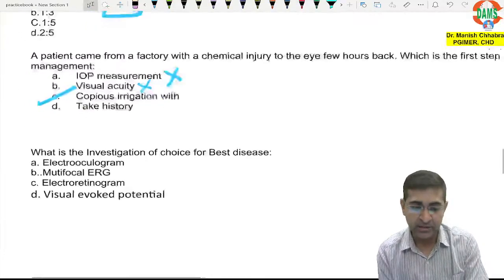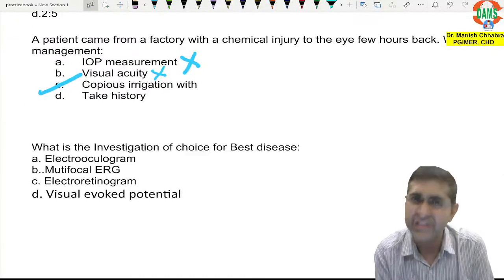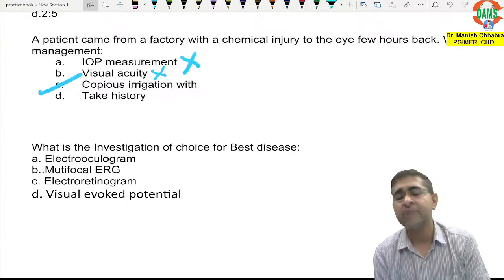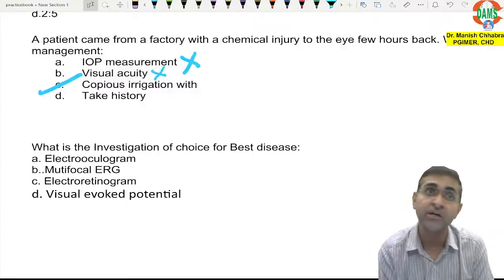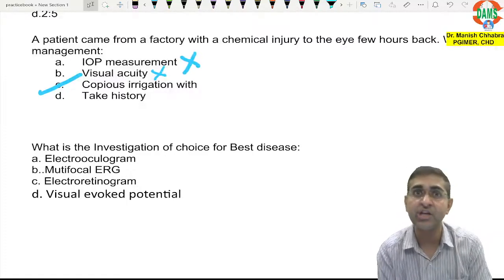Okay, and after irrigating the eye, I will ask the patient, okay, कब हुआ, कहाँ हुआ, कैसे हुआ, आप क्या कर रहे थे, और ये आंख में कैसे चला गया, were you wearing glasses? थोड़ा सा पेशेंट को डांटेंगे भी.